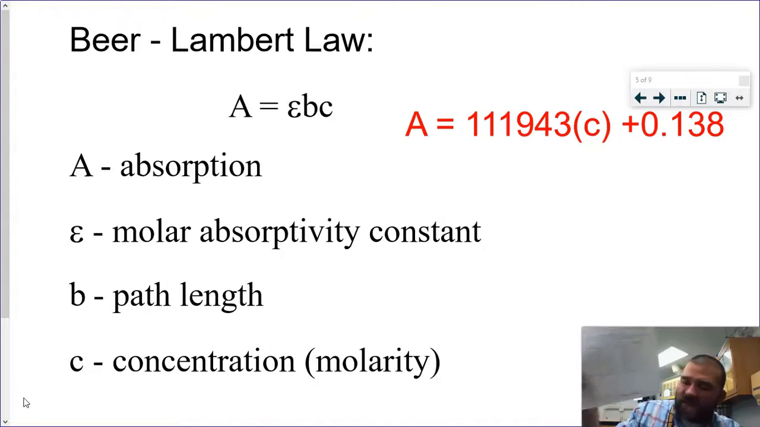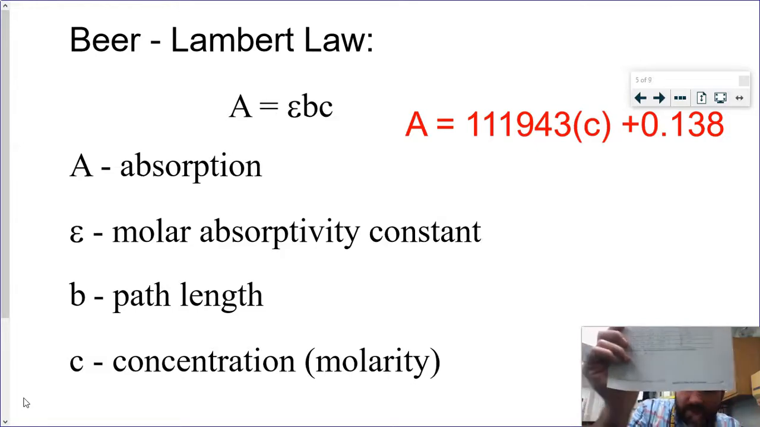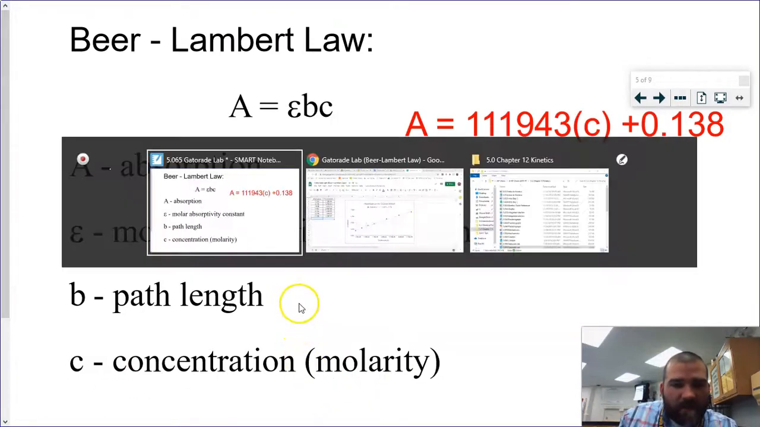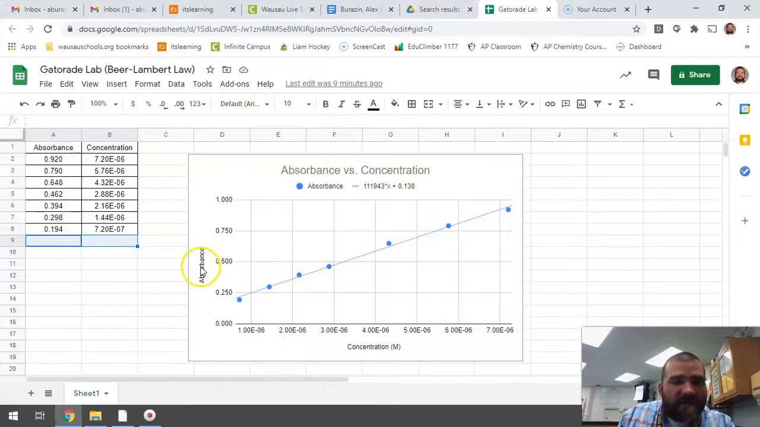The next part is way down in the bottom corner. I do want you to write in your molarity of Gatorade. The way you solve for that is by using the absorbance of Gatorade, which we just received from the spectrophotometer, which is 0.200. You'll plug in 0.200 for A, that's the absorbance, and you'll solve for C. We have the equation from our graph. That is written in red up above. And if I go back to the Google Sheet, right, this is what we did.